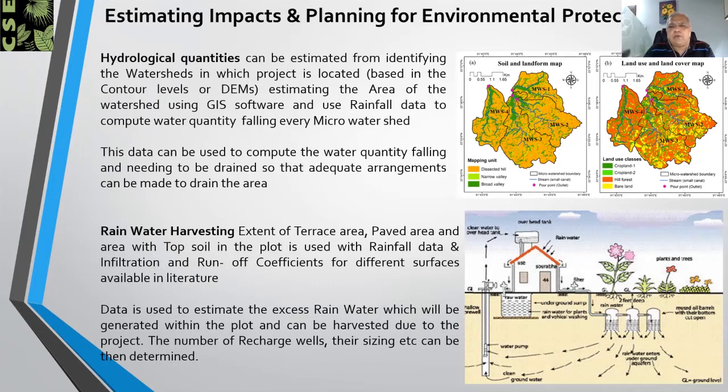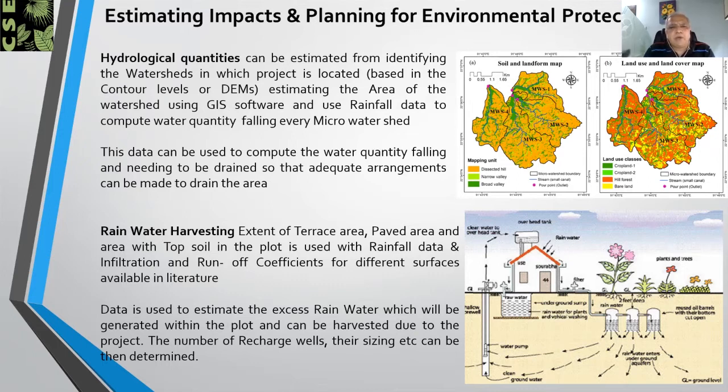If our project is coming up in any of these micro watersheds, like micro watershed 1 or 2, we can compute the extent of water which will come from the upstream and which needs to be safely sent to the downstream side, so that there is no loss to the downstream users because of the project itself, or no flooding due to a physical barrier being created.